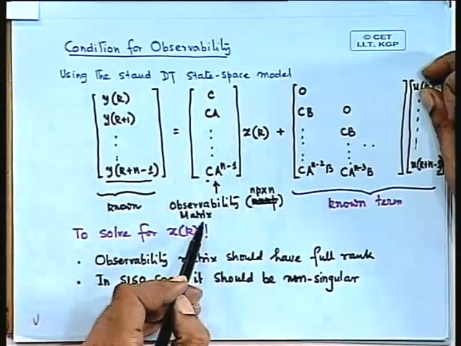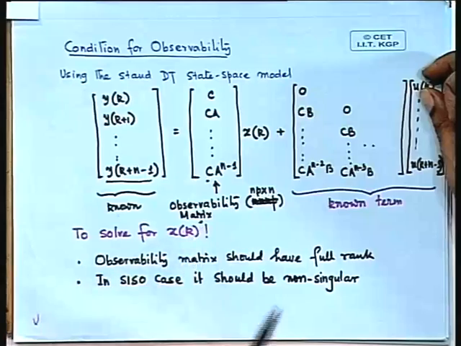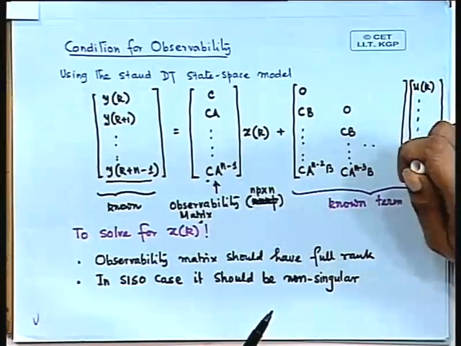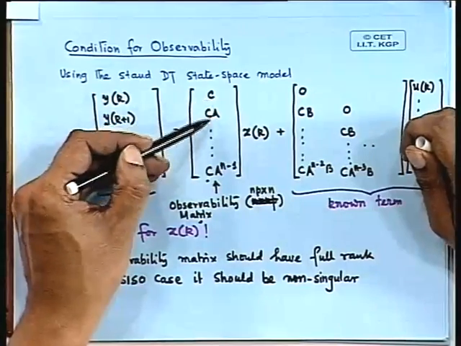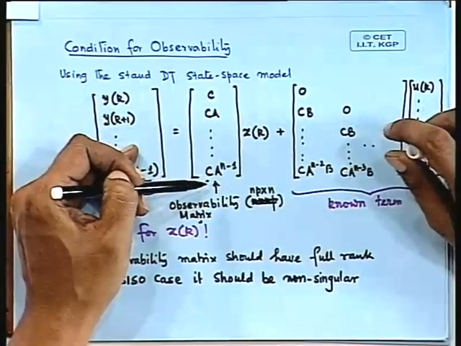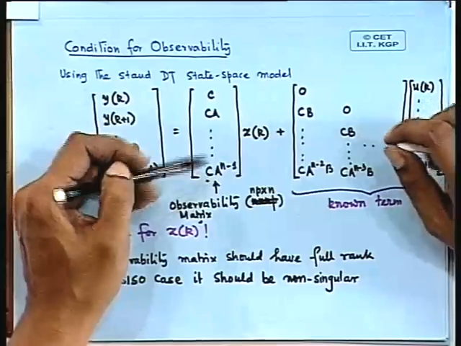Okay. So now it turns out that this matrix is called the observability matrix. When we say that the celebrated condition of observability is that this matrix should have rank n, what we basically mean is that you should be able to set up n linearly independent equations to be able to solve for the n linearly independent unknowns. That is the meaning. So it should have full rank.